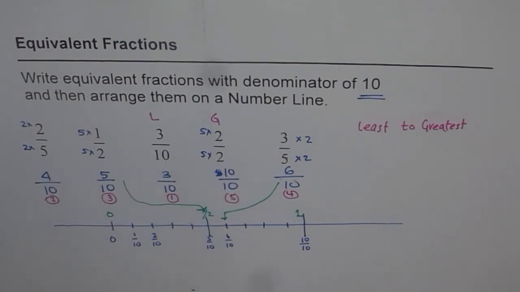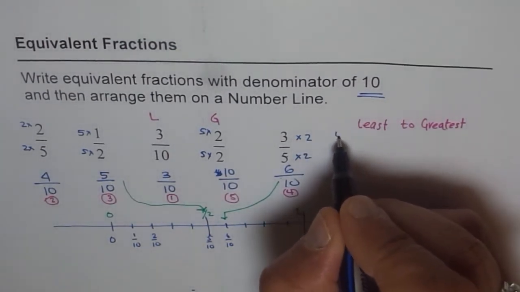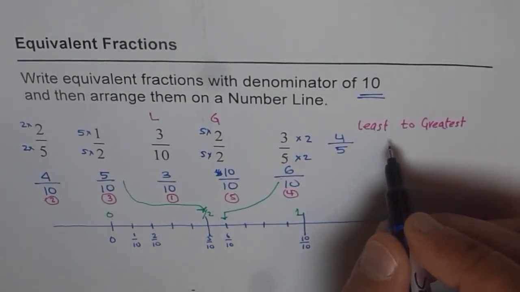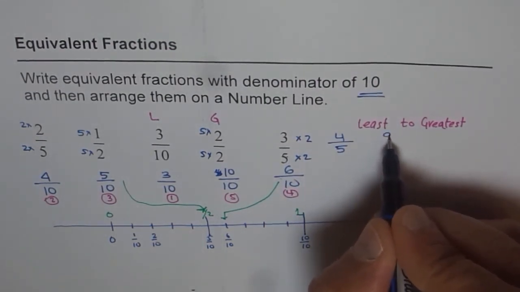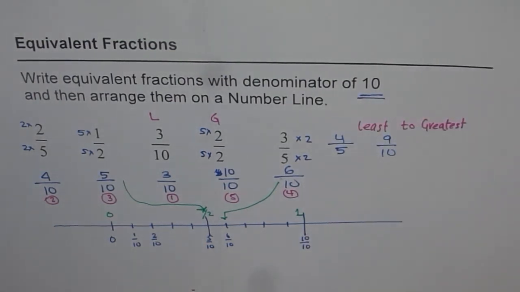So, isn't that interesting? Try to do it with some more fractions. Let me write down two more fractions for you right there so that you could convert them into parts of 10 and write your answer. So I'll write here 4 out of 5, and I can also write 9 out of 10. So place these two numbers on your number line and see where they fit in this sequence. Thank you and all the best.